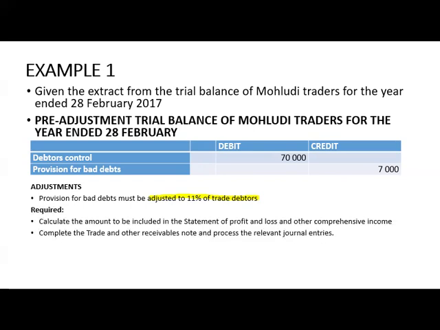Now, when we calculate here, I'm going to start with the provision for bad debts that I have in the trial balance, which is 7,000 Rand. We calculated it last year. It was based on debtors control for last year. We need to calculate provision for this year. How would we calculate it? We are going to take our trade debtors. And how much is our trade debtors according to this example? It's 11%, but our trade debtors is not 11%. How much is it? It is 70,000.